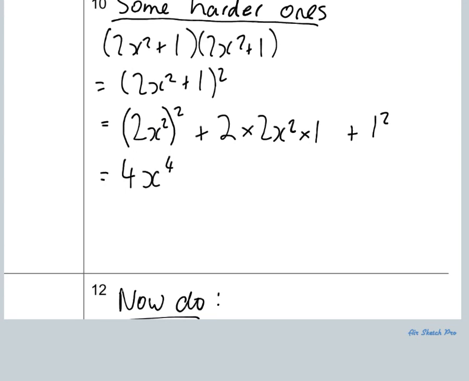In the middle, again, I just pick on the numbers first. 2 times 2 times 1 is 4. And that leaves me with x squared, which is just by itself. So it's 4 times x squared, or 4x squared. And 1 squared is 1. So that's the full expansion for 2x squared plus 1, squared. It's not that bad. What makes it horrible is that 2x squared needing to be squared.